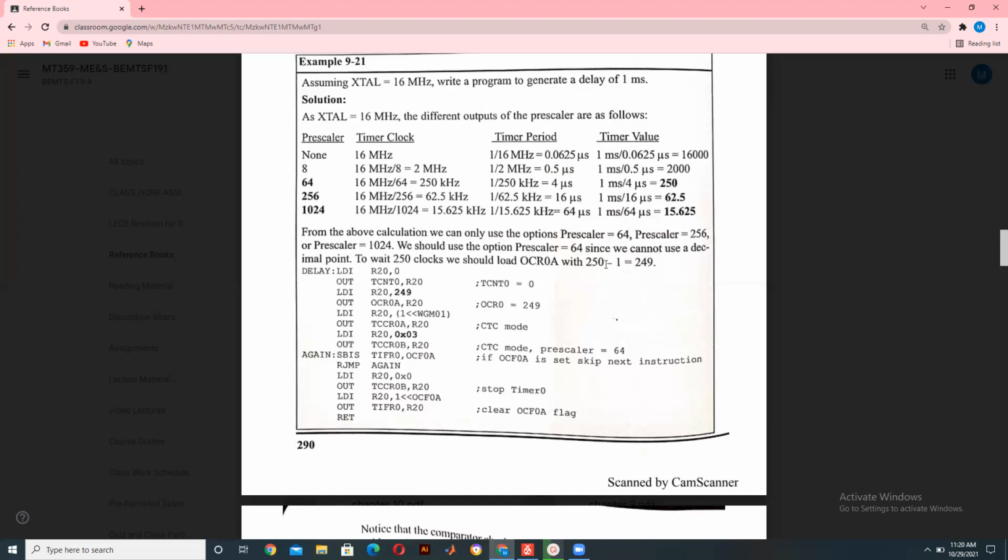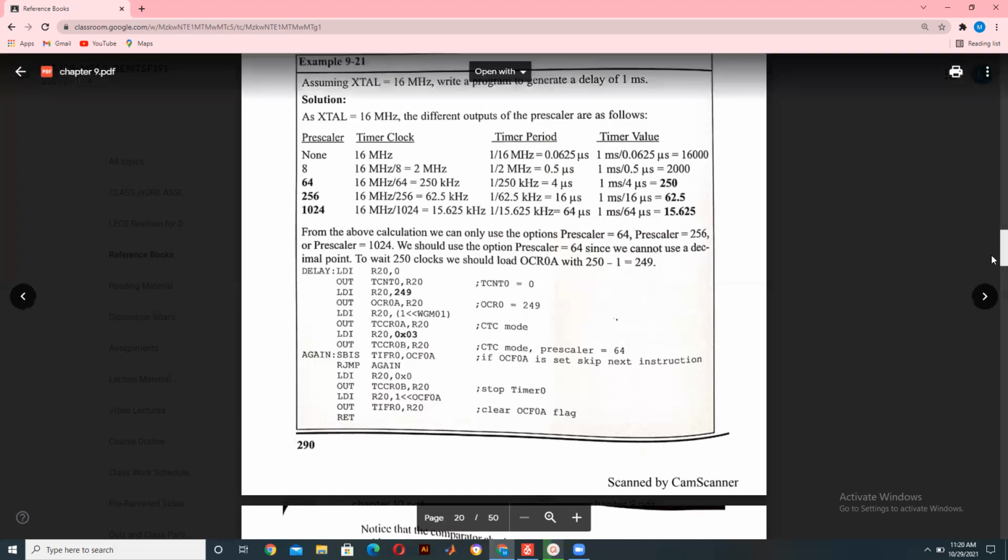So the value was 250, and 250 minus 1 is equal to 249. So we would be loading OCR0A with 249, and TCCR0B with 0x03, because of the prescaler of 64 here.